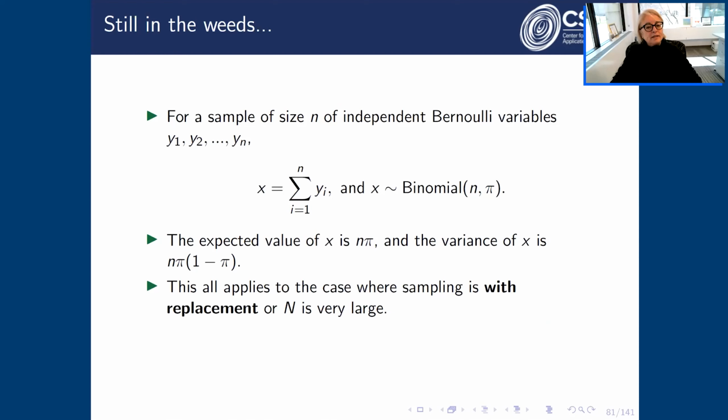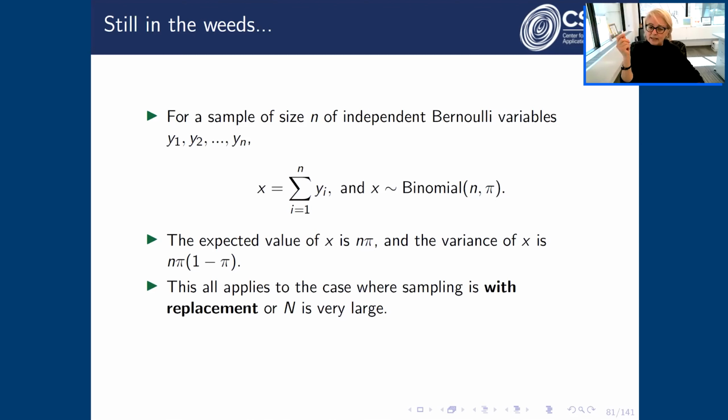Now, I'm still in the weeds, and I'm going to be in the weeds for a little while. So let's suppose that I take a sample of n independent Bernoulli variables. So instead of observing a single Y, I am going to observe n of those. And for now, I am thinking sampling with replacement. So I stick my hand in, I grab a Y, I see whether it's a 1 or a 0, a positive or a negative, I throw it back in. I get another one and do the same thing, throw it back in.